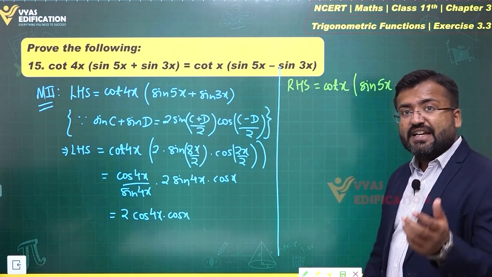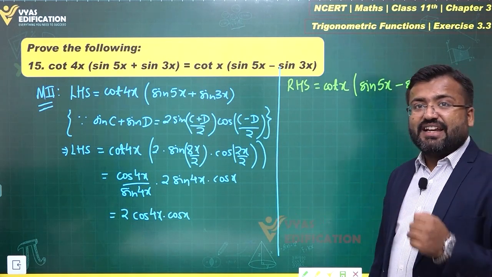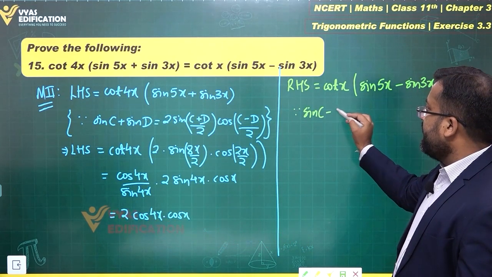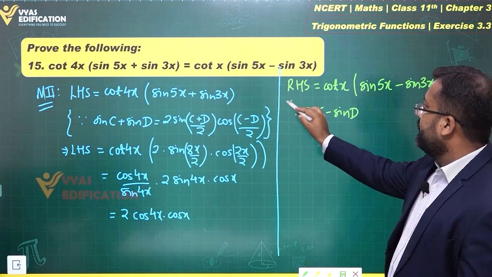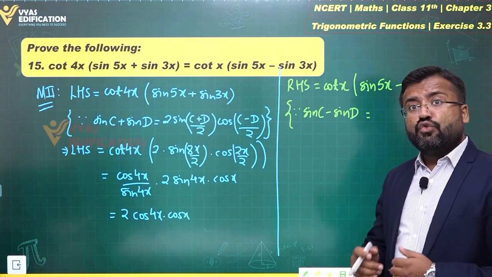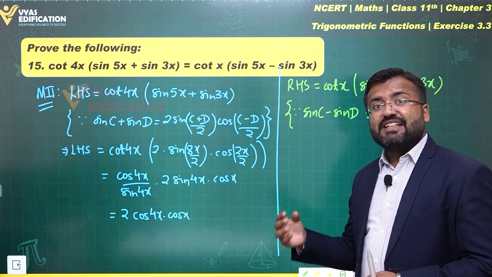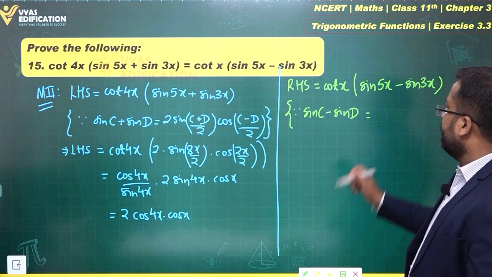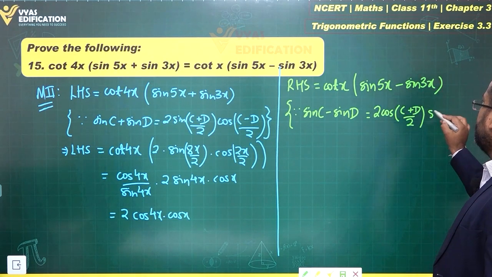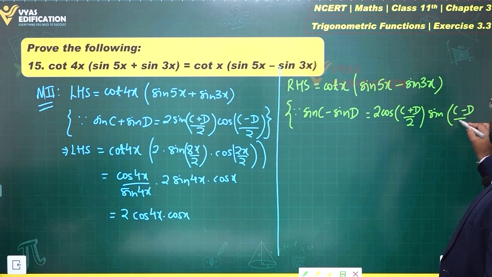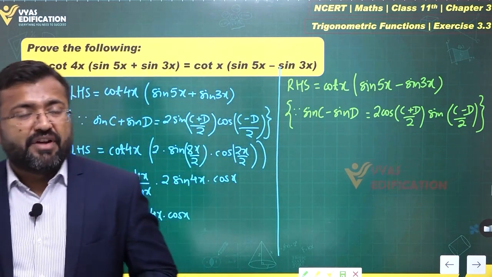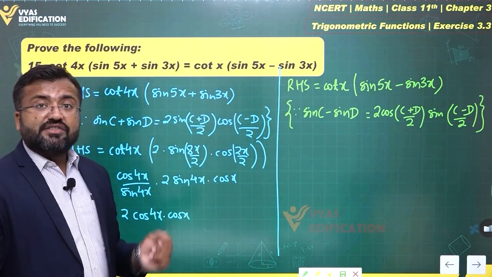Okay, how do we do that? There's the result: sin c minus sin d is equal to 2 cos c plus d by 2 sin c minus d by 2, similar to this. A very useful result, yes. You should remember this result by heart. And let's use this result now.